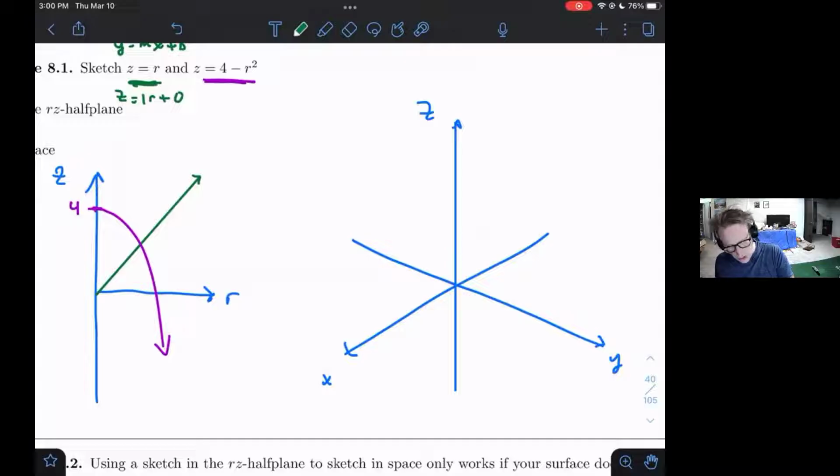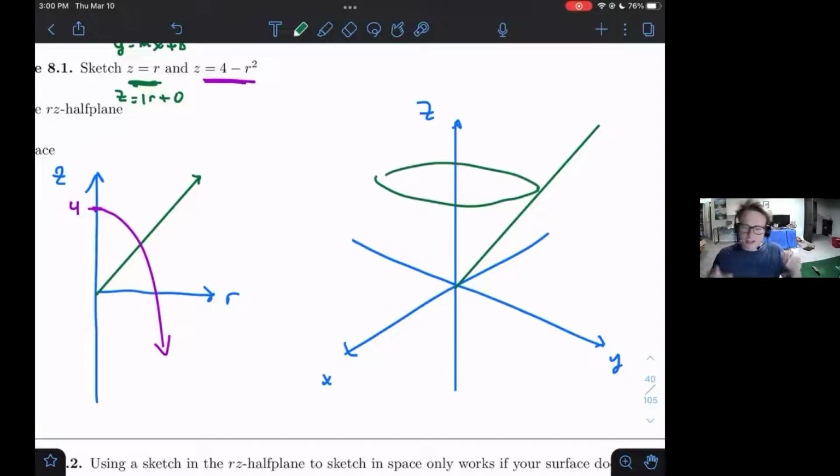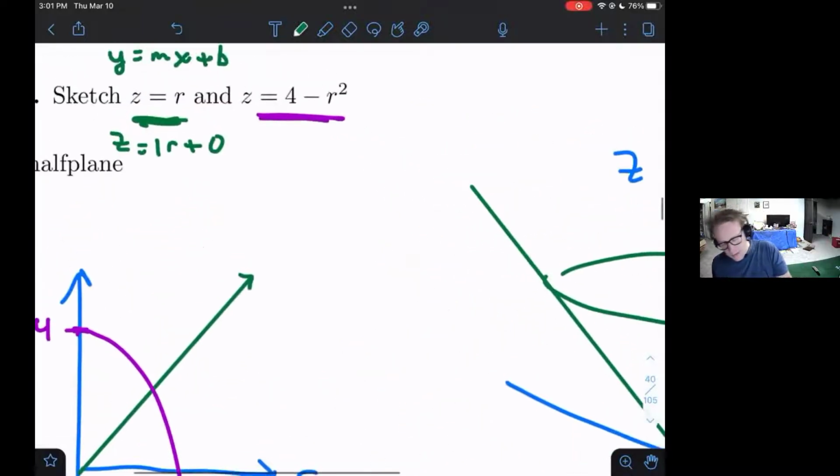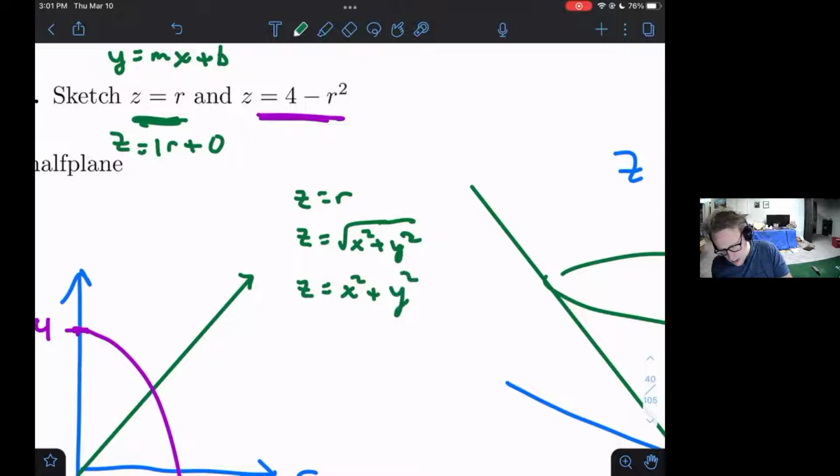So you can imagine, for instance, z equals r, this nice straight line, but we can allow it to be any theta that it wants to be. Remember, theta runs around the z-axis. It rotates these lines around the z-axis, and so you get this cone-looking picture. If we spend some time, z equals r is the same thing as z equals the square root of x squared plus y squared. If we square both sides, we get x squared plus y squared equals z squared. This is exactly the cone.